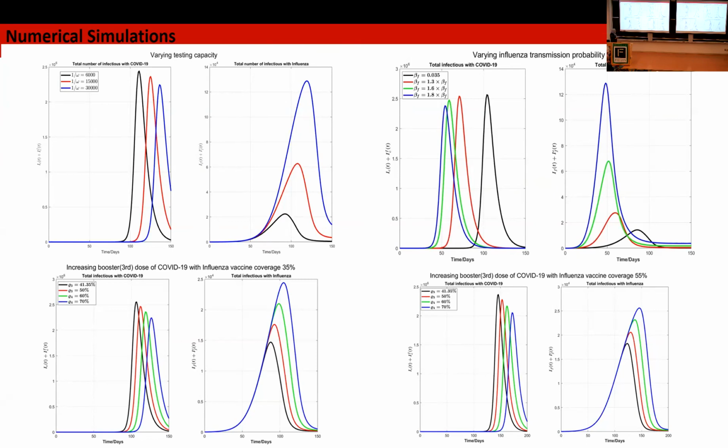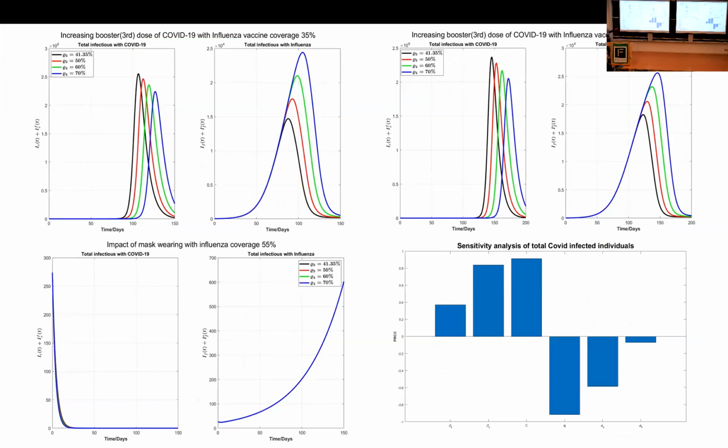And the bottom 2 plots are for the vaccine coverage of both flu and the impact of the increase of the vaccine coverage of booster dose of COVID-19 and influenza vaccine. And we can see that in influenza vaccine coverage, if we increase that, it clearly delays the peak of both influenza and COVID-19.